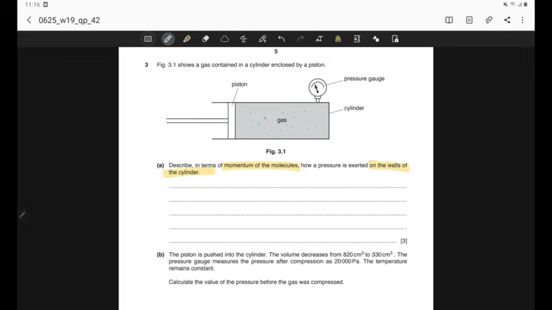The first point: how do these molecules cause a pressure on the wall? The reason is these molecules will collide. As they are moving in random directions, they will collide frequently with the walls. They are moving randomly, but when they reach the wall, they will collide. So this is the first reason we should write, that the molecules collide with the walls.